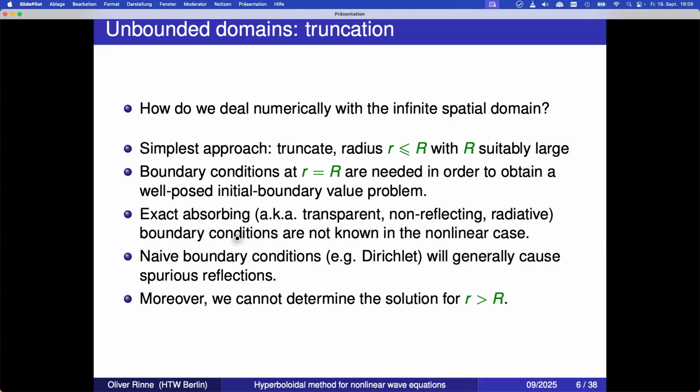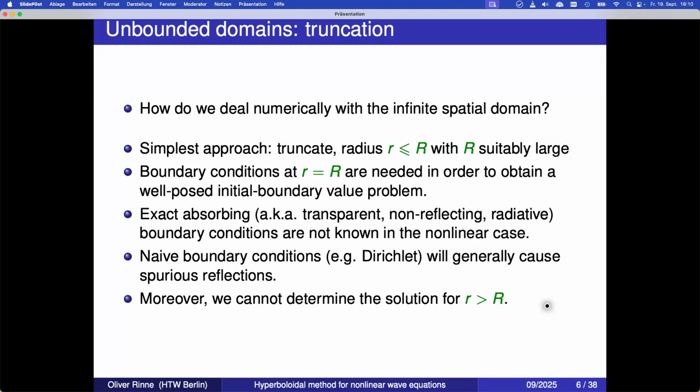So if you just impose some naive boundary condition, such as the Dirichlet condition, this will in general cause spurious reflections from this artificial boundary, which you do not want to have, of course. And moreover, of course, you cannot determine the solution beyond this artificial boundary, so for radii greater than this capital R. And this is a general limitation of this method.